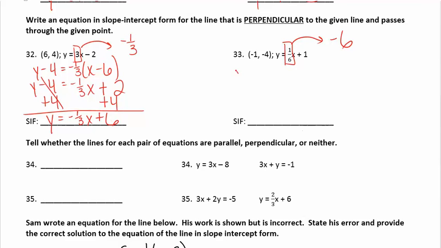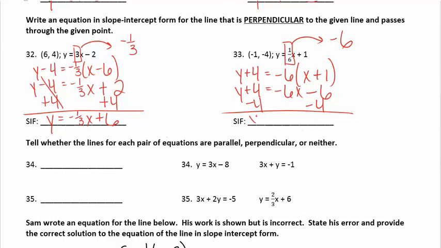On 33, you're going to have y plus 4 equals negative 6 times x plus 1. When you distribute, it's negative 6x minus 6, because that's a negative 6 times the positive 1. Then you're going to subtract 4 from both sides to get y equals negative 6x minus 10.